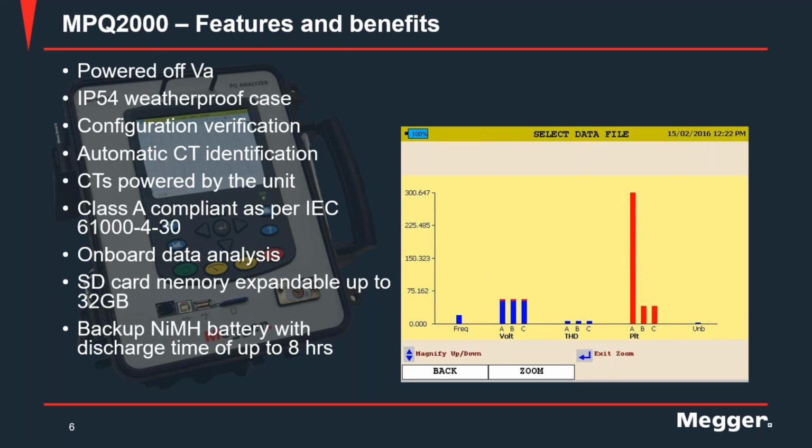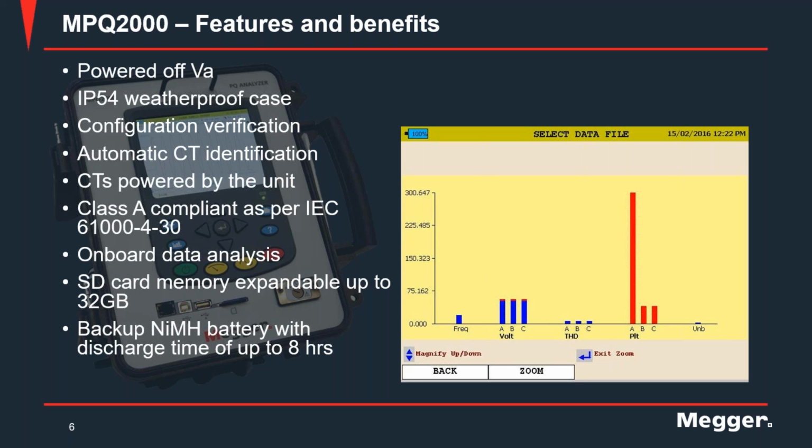There is an approved list of SD cards that we have on the Megger website. So if you're not sure which model to get off the store, you can always check the list on the Megger website. For backup, there is a nickel metal hydride battery inside the unit, which has a discharge time of up to 6 to 8 hours.